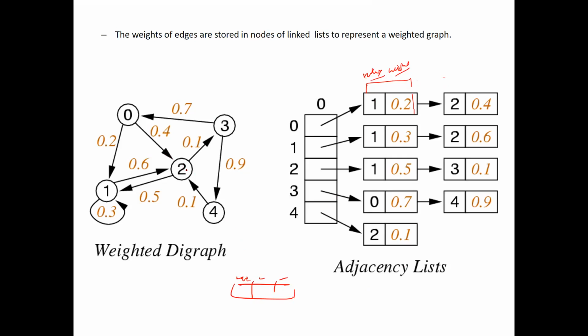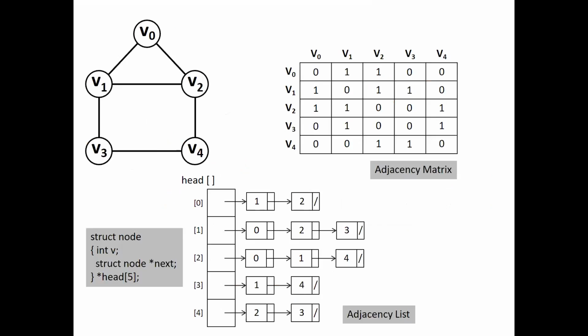Now for example, 0 is adjacent to 1 and 2, and the weights are 0.2 and 0.4. Similarly, 2 is adjacent to 3 as well as 1. So 2 is adjacent to 1 with a weight of 0.5 and adjacent to 3 with a weight of 0.1. So this is the adjacency list representation for a weighted graph.